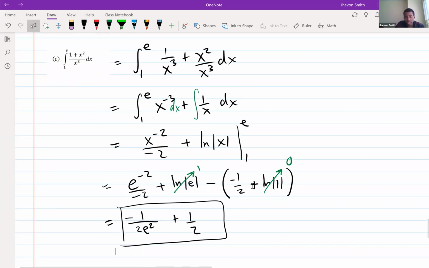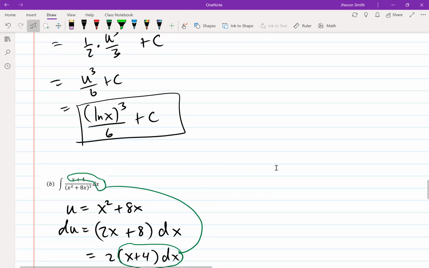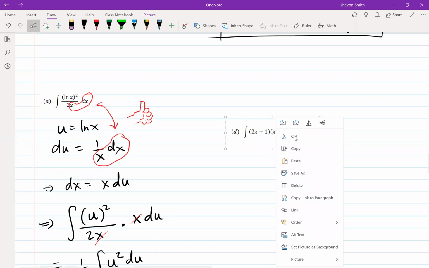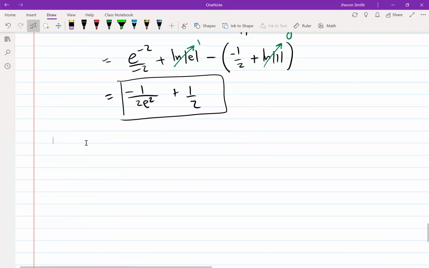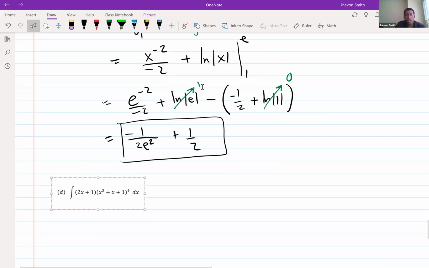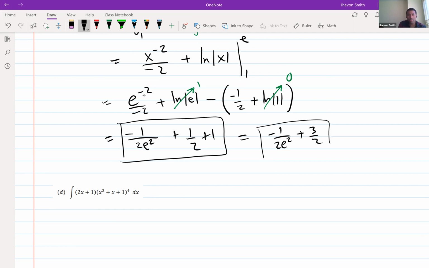And there are various ways you can write that answer down. You could leave it as e to the minus 2 over 2 minus 2, and it's fine. For that one, wouldn't it be negative 1 over 2e squared plus 3 over 2? Because of the 1, I got that too. Oh, the 1. We forgot that 1. So there is actually a plus 1 here. You guys are going to do better than I would on that test tomorrow.